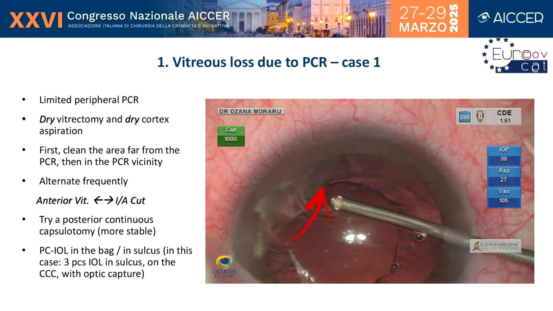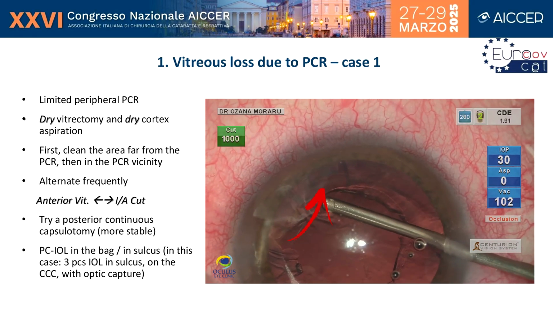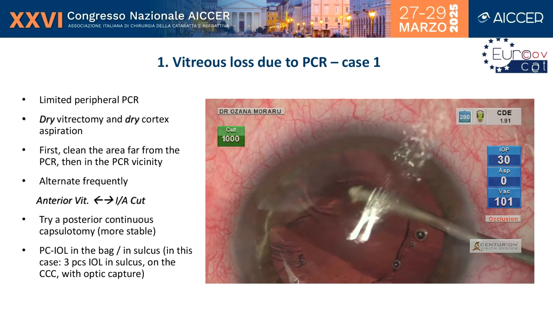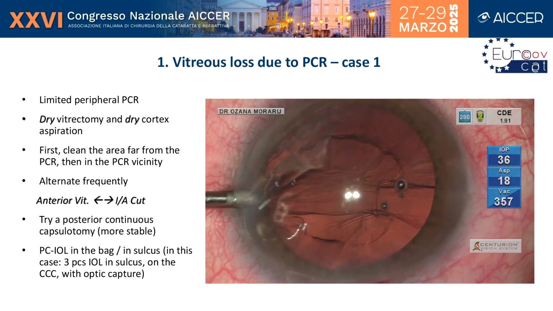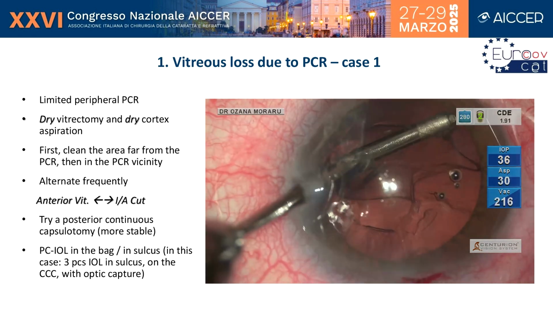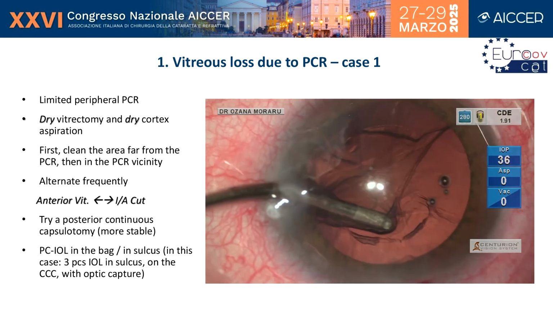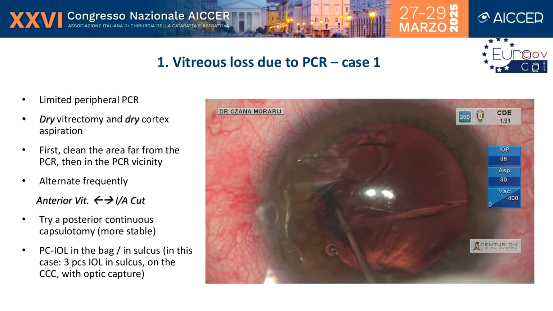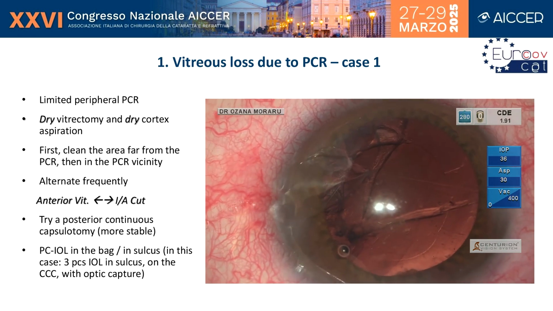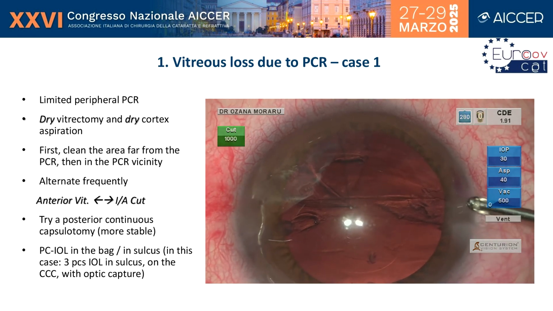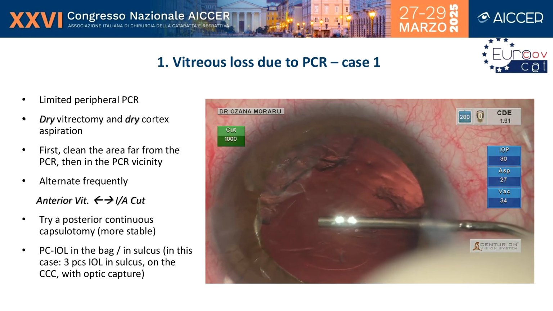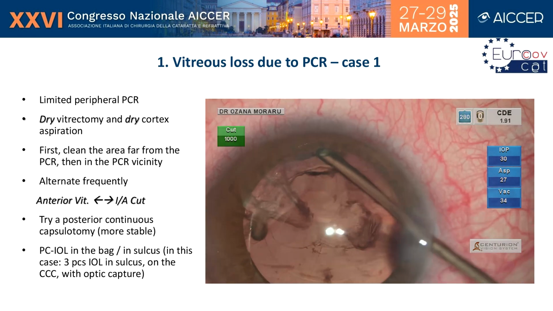I finished the phacoemulsification. I just have only cortex, and I notice a relatively small peripheral break in the posterior capsule. The first thing is to inject OVD in that place and to perform vitrectomy there, and then I take care of the cortex away from the, let's say, sick area. This is because you don't want to deal with the vitreous from the beginning.